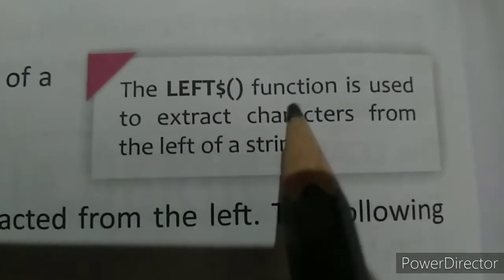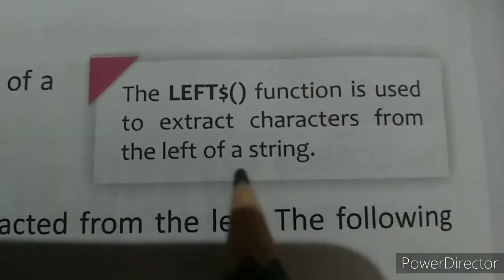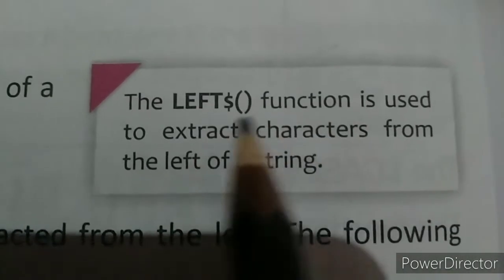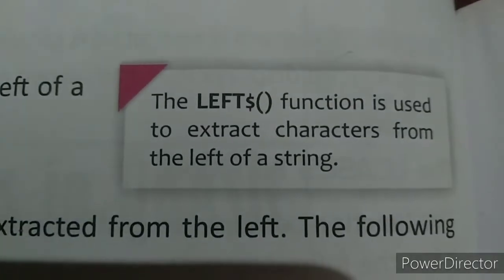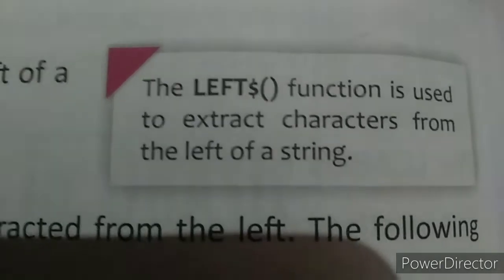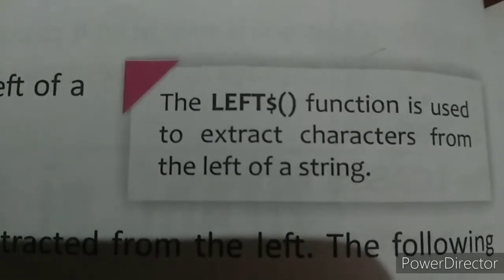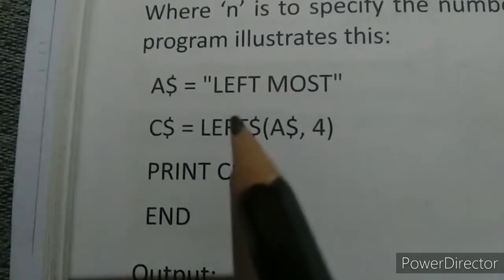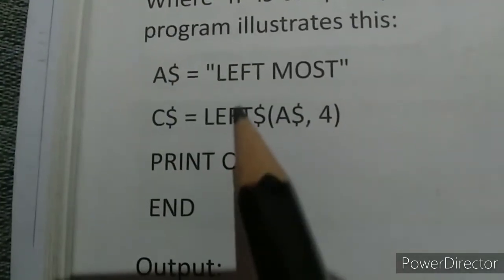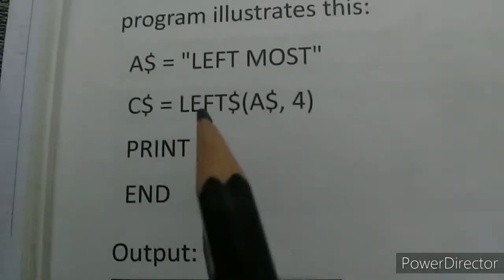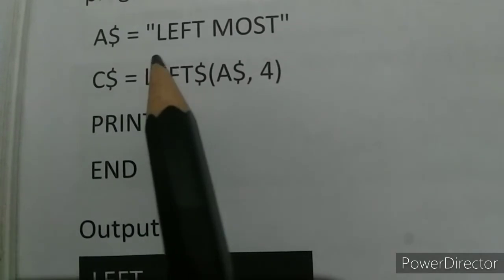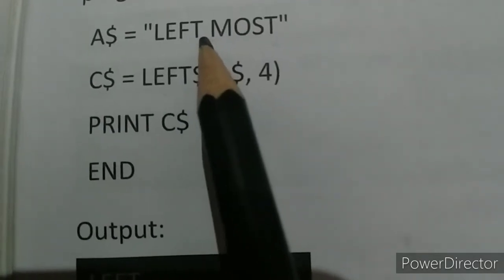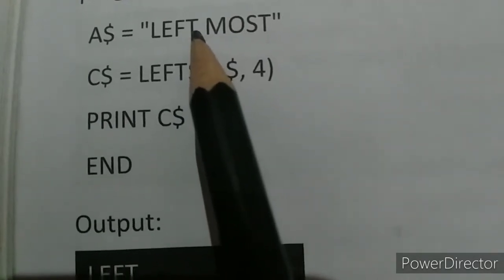Here the left function is used to extract characters from the left of a string. It means the left function is used to take out the selected number of characters from the left side of a string. Now this program will explain how it works. Here a string has been taken, which is leftmost, and there is one blank space, and a blank space will also count as a single character.